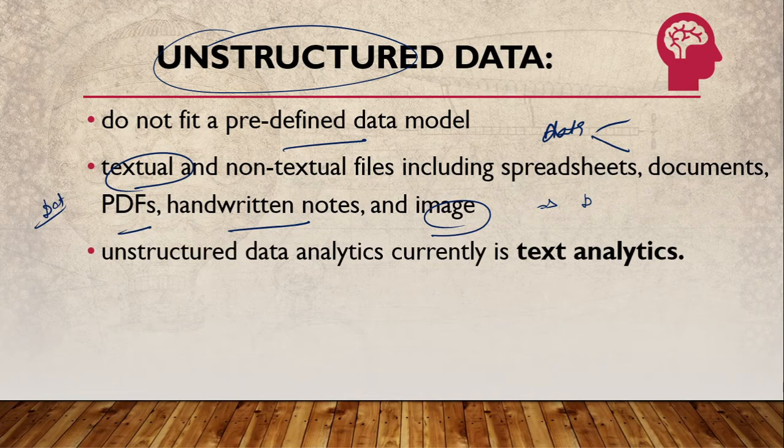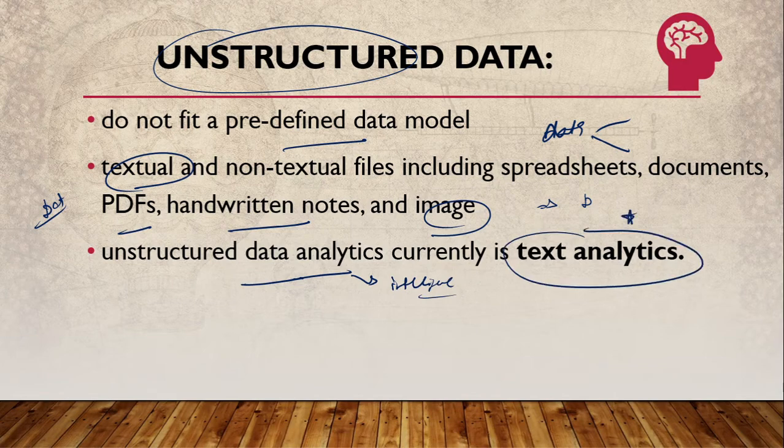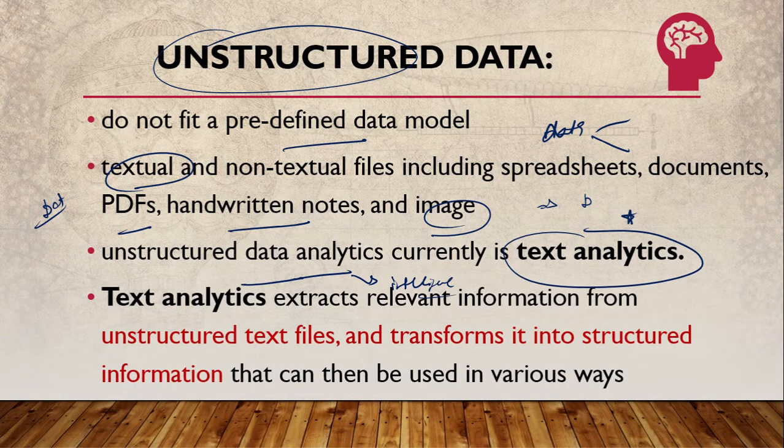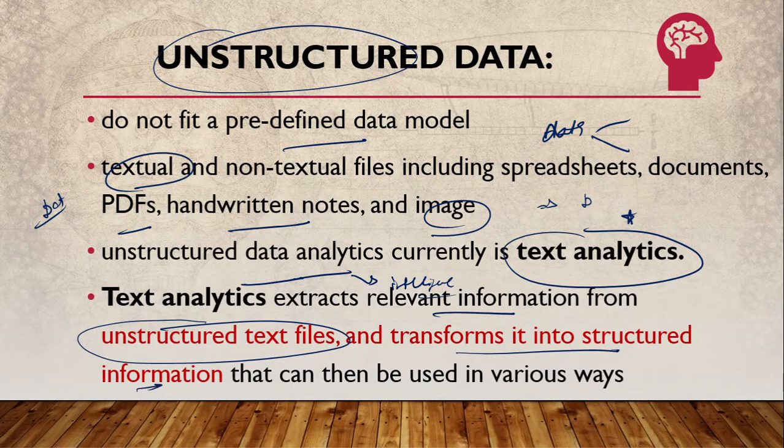Whenever we are trying to run analytics and develop intelligence from this data, that is known as text analytics. So what exactly is text analytics? It extracts relevant information from unstructured text files and transforms it into structured information. So we are transforming the unstructured data into somewhat structured, useful information. This is the entire process of text analytics: the transformation from unstructured data to structured data or structured information.